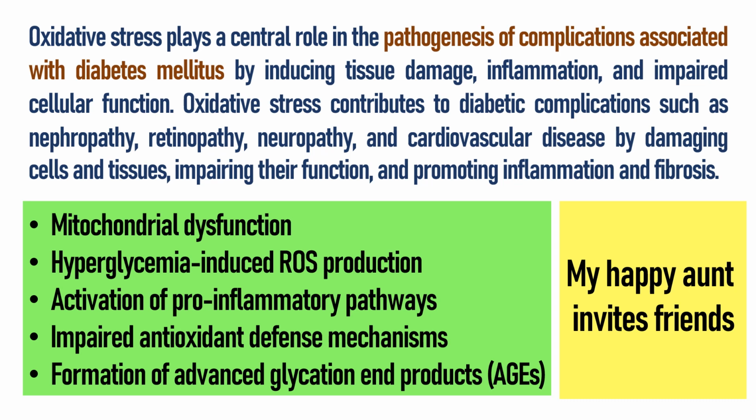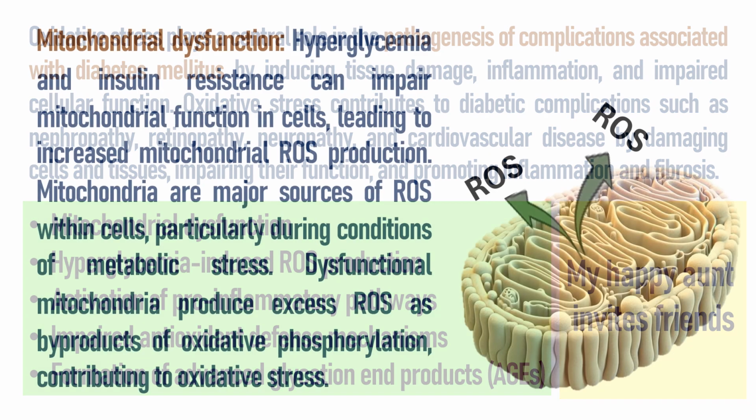Here is a list of mechanisms involved: mitochondrial dysfunction, hyperglycemia-induced reactive oxygen species production, activation of pro-inflammatory pathways, impaired antioxidant defense mechanisms, and formation of advanced glycation end products. And here's another mnemonic, which will help you to remember these points.